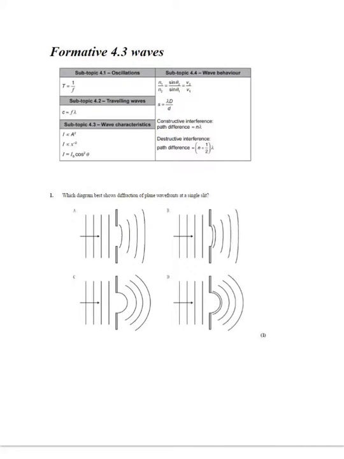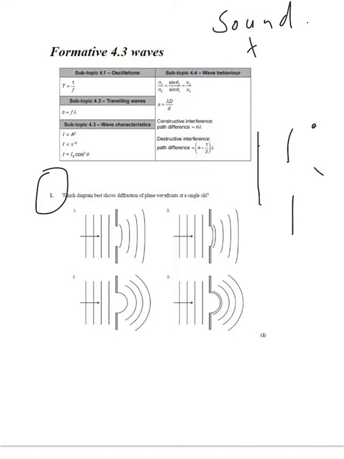So the first question is about diffraction, and diffraction is a relationship between a wavelength and a gap. Now, the best way to remember this is to remember sound. Sound has a very large wavelength, and if you think about yourself standing at a doorway, you will be able to hear someone around the corner if there's a door in the way.